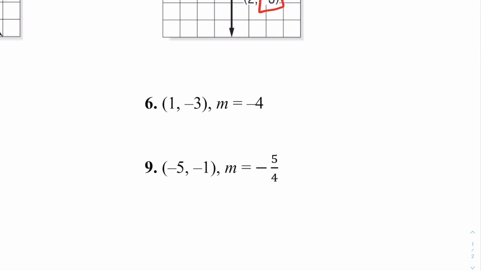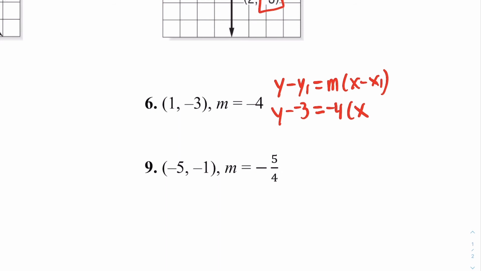It's even easier if you don't have a graph. If you don't have a graph, then all you do is fill in the spaces in the formula. So let's fill in y1, y minus negative 3. The slope is negative 4. And then we need to fill in x1. So we're going to say minus 1. That was x1, and negative 3 is y1. The last thing we have to do is combine any time we have two negatives next to each other. There you go.